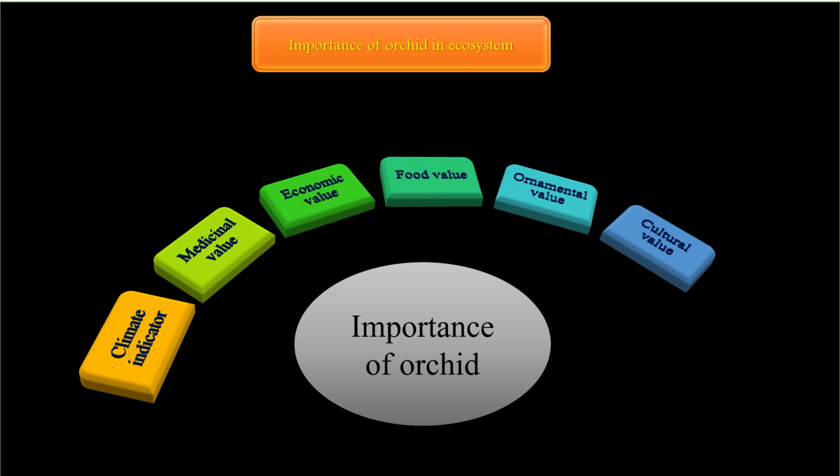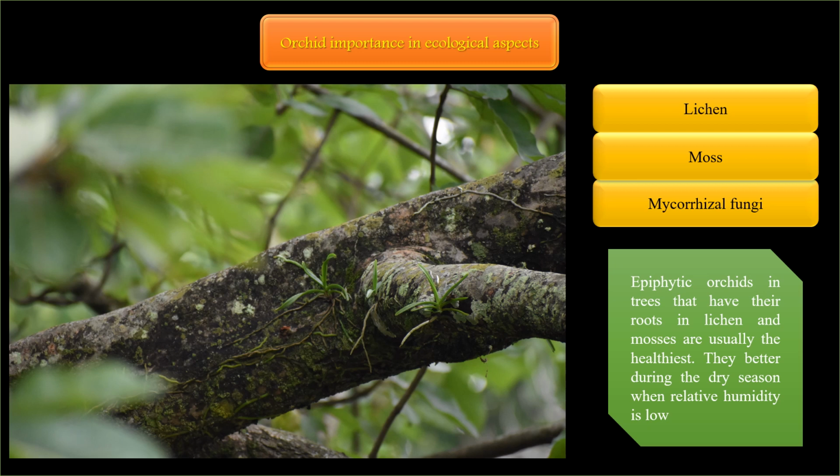It is a climate indicator, it has medicinal value, it has economic value, it has food value, it has ornamental value, it has cultural values. Here you can see orchid importance in ecological aspects, as orchids show a symbiotic relationship with trees, in which they get their nutrition from them. This is a healthy relationship in which no harm is done to the trees and there is no benefit to the trees from orchids. Such a type of symbiotic relationship is known as commensalism.